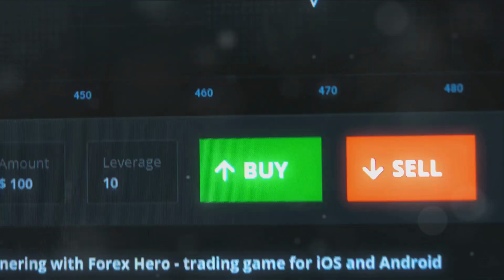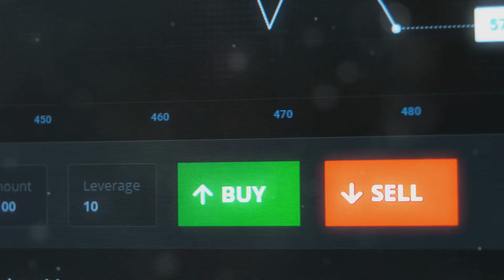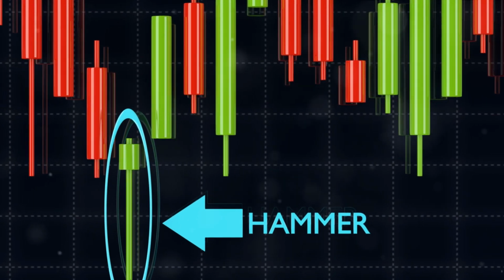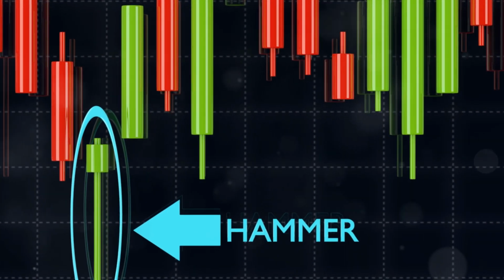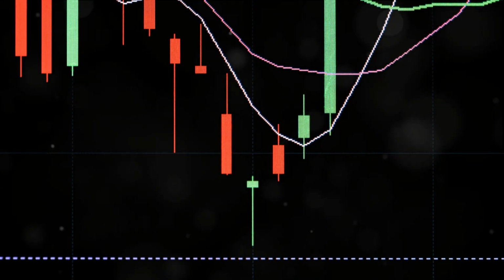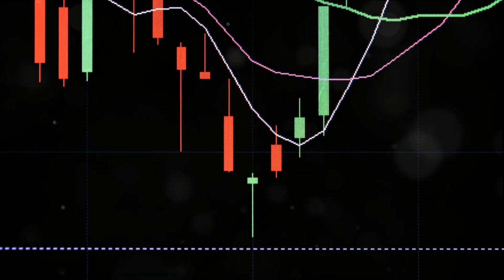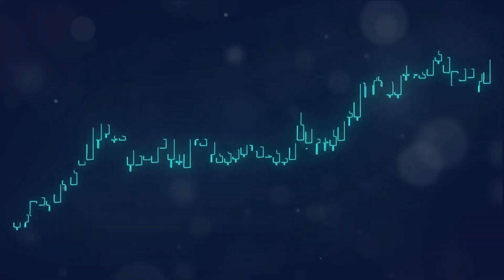The hammer forms when the market opens, prices drop, and then they rally to close near the opening price again. This leaves a long lower shadow or handle and a small body or head. It's as if the market is hammering out a bottom, indicating that the bulls are beginning to step in. Finally, we have the morning star, a celestial sign of hope for bullish investors.